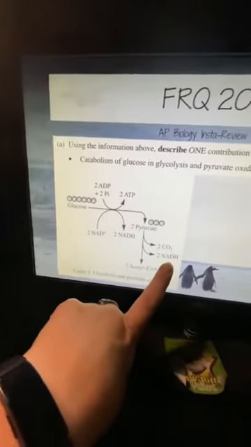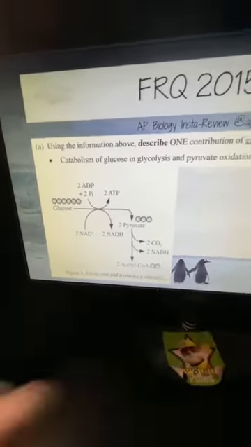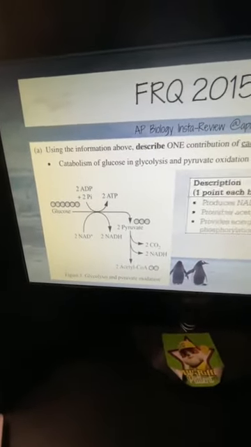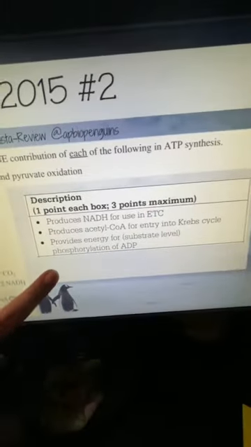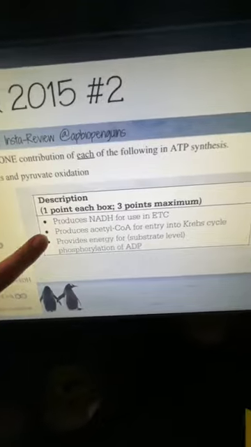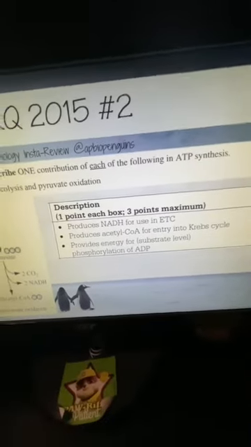We also make NADH. NADH is going to go to the electron transport chain in order to create that proton gradient so that we can obtain that ATP. So all of those options are available here as different answers you could have put: NADH and ATP, acetyl-CoA for the Krebs cycle, as well as energy for substrate level phosphorylation.